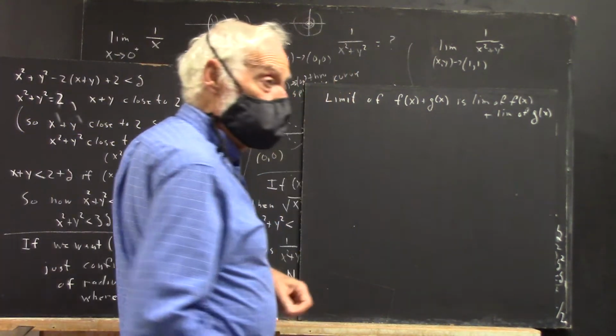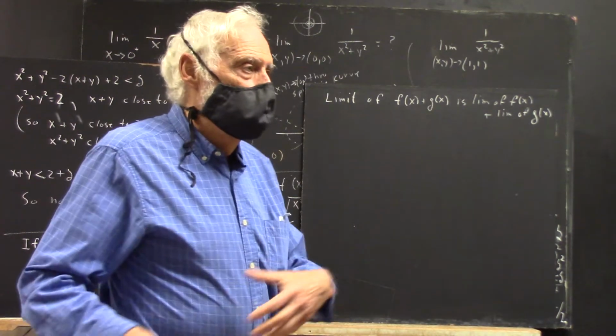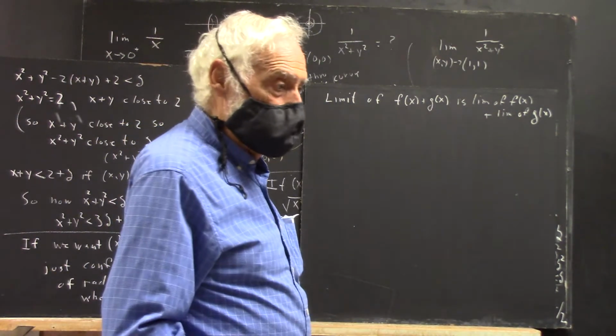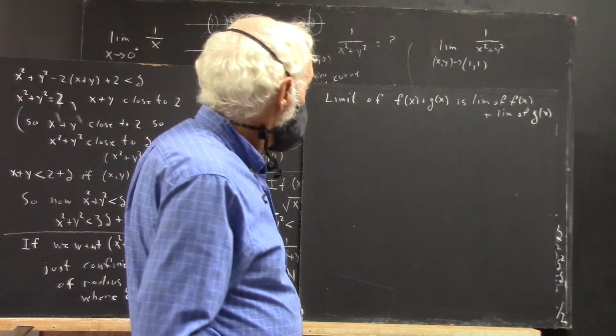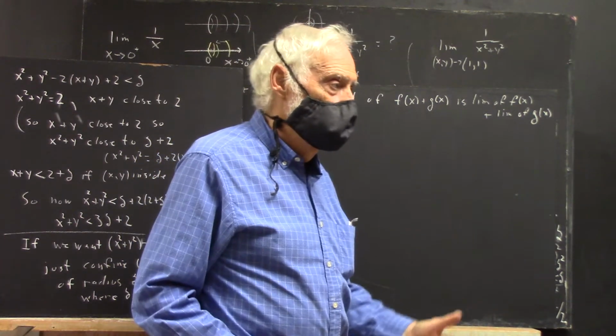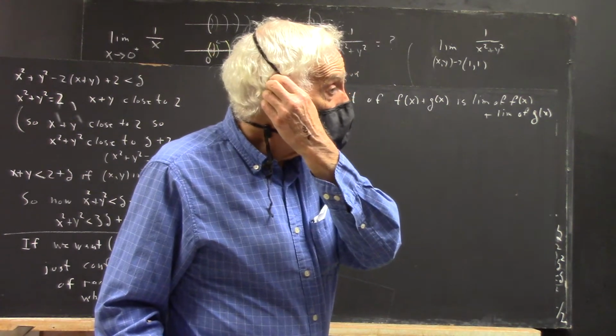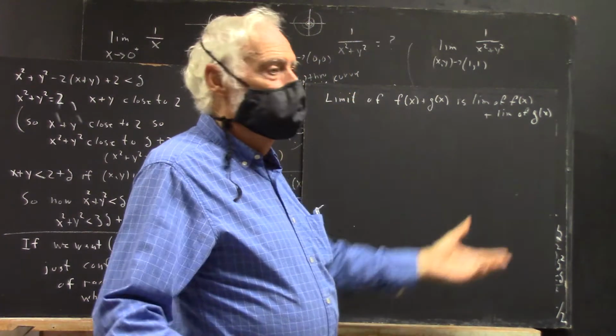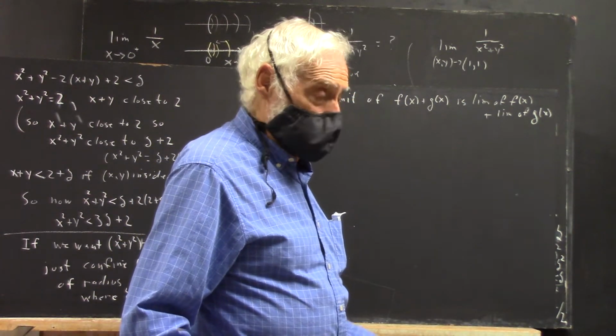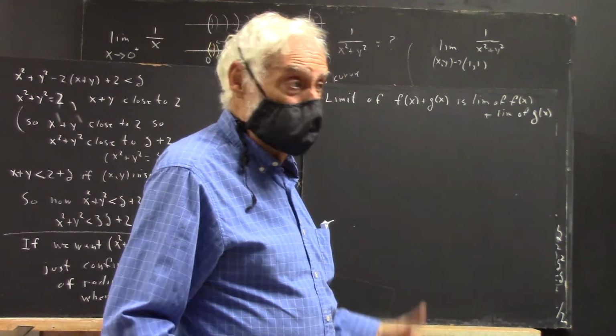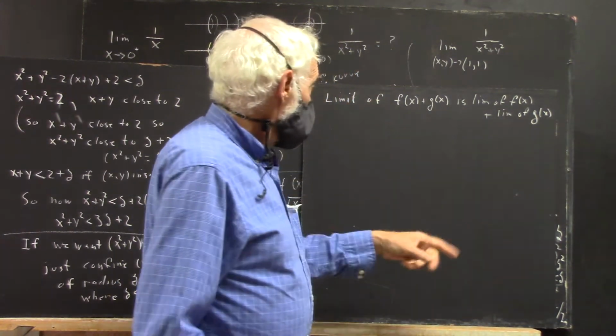We've got rules for limits that are easily proved if you do the epsilons and deltas on a general function. I'm not going to go into the proof. I don't think your book goes into the proof. It simply states it, and it says it's pretty easy to prove these things. And it really is pretty easy to prove it in 5 minutes or less.